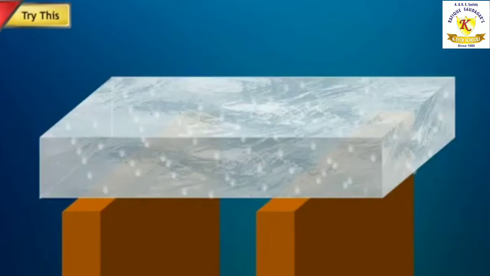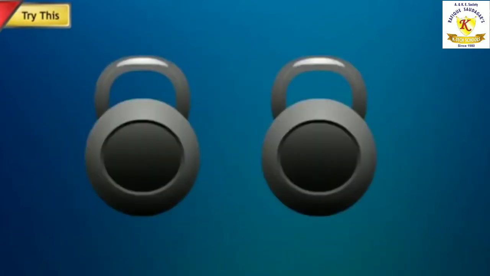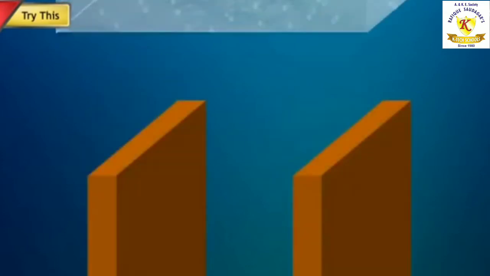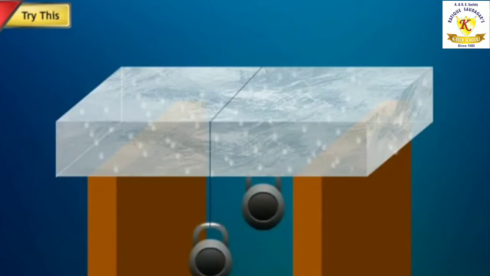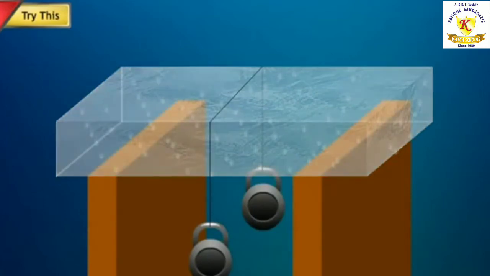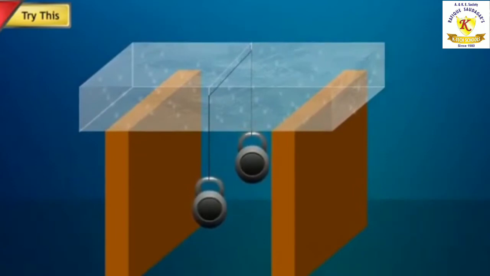Now children, let's try this. Take a small slab of ice, a thin wire, and two identical weights. Put a slab of ice on a stand as shown above. Hang two equal weights to the two ends of the metal wire and put the wire on the slab as shown in this figure. What do you observe here, children?